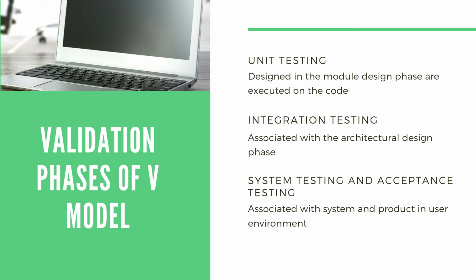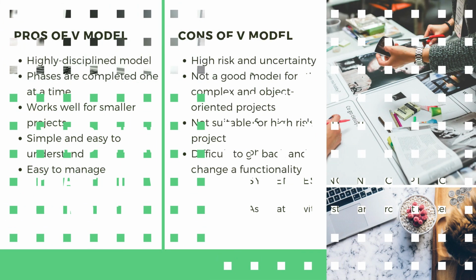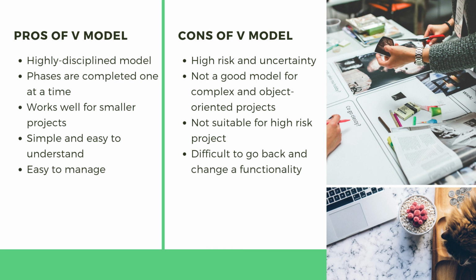What are the advantages of the V model? The V model is a highly disciplined model and the phases are completed one at a time. The V model works very well for smaller projects where the requirements are very well understood. The V model is simple and easy to understand and to use. It is easy to manage due to the rigidity of the model. Each phase has specific deliverables and a review process. That's why the V model is used.